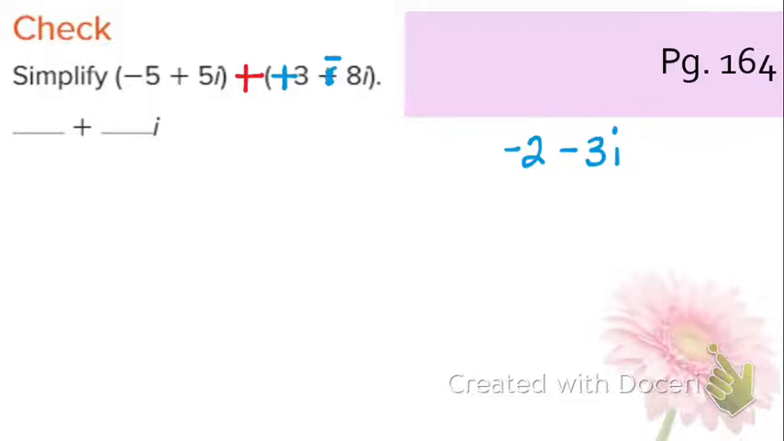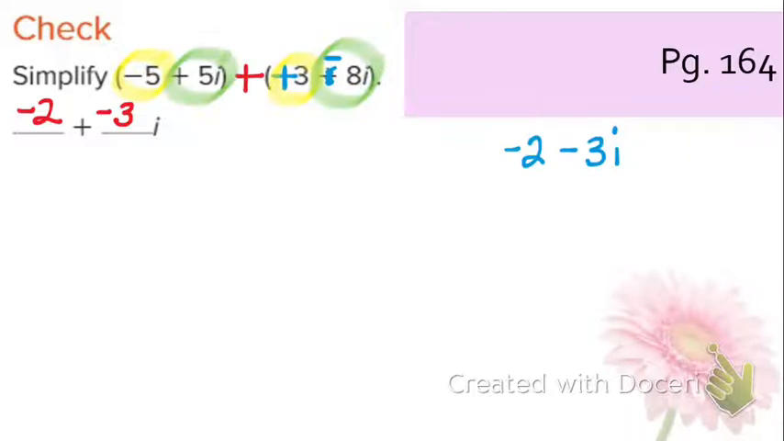So when we combine our real numbers, so that would be these two, -5 plus 3 is -2. And then we combine our imaginary, 5i and -8i. 5i and -8i would be -3i. So if you had that, you are correct.